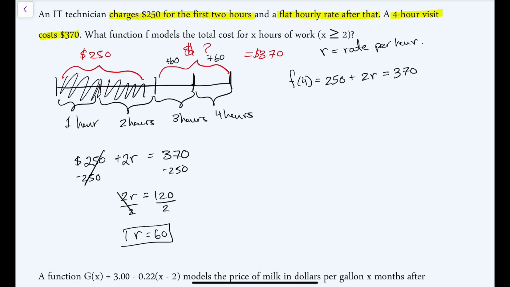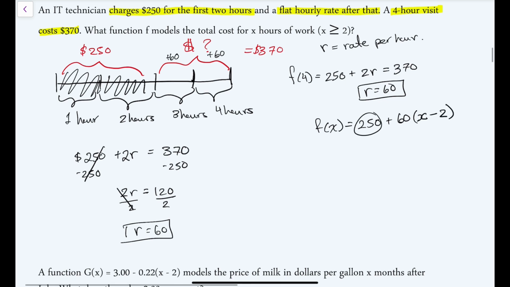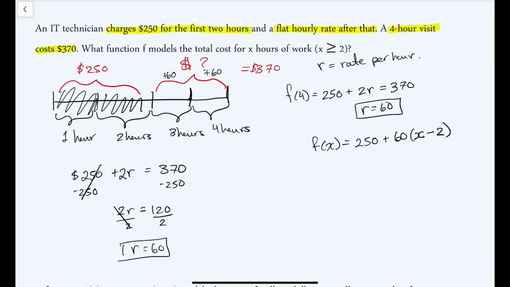Like we did before, we subtract 250 on both sides, divide by 2, R equals 60, right? We get the same exact answer. Thus, f of x is equal to 250 plus 60 times the number of hours worked minus 2, because 2 represents the initial 2 hours that cost $250. Okay? Now we simplify this. 250 plus 60x minus 120 equals 130 plus 60x. And this is the equation that represents this.